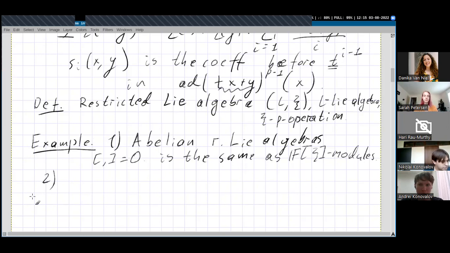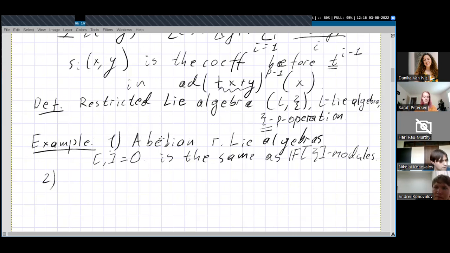The second example is more complicated and actually explains how these axioms appear. Is the restricted Lie algebra called restricted because of some restriction? I don't remember why, it's actually a very old term. Sometimes this operation is called restriction, but I don't remember why.